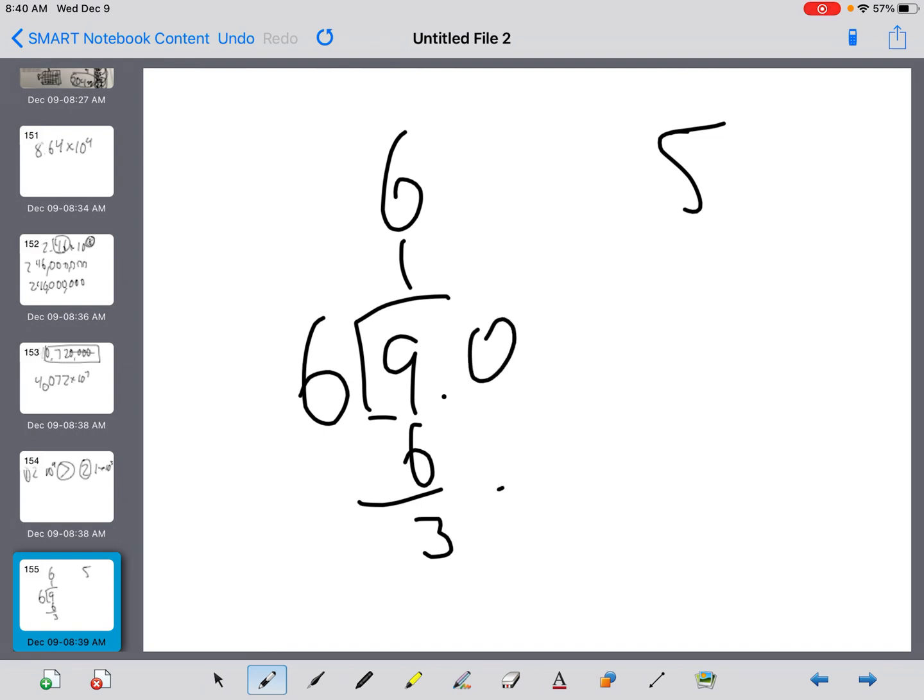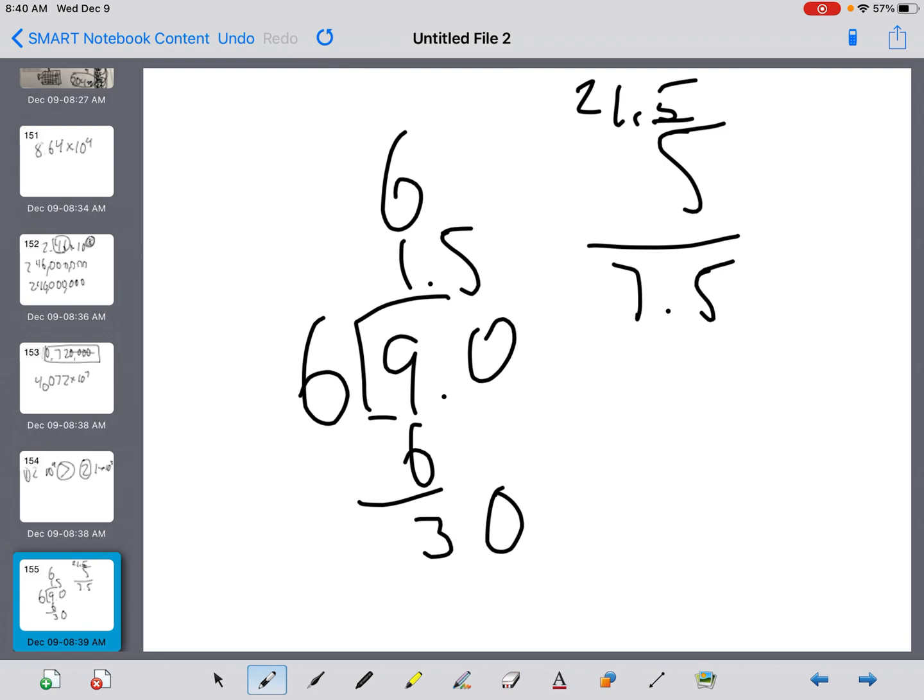I subtract, I get a 6, that's a 3. I'm going to add a decimal, 0, 6 goes into 35. So it's 1.5. Now I take that times my 5-sided pentagon. That's 5, that's 2, 5 plus 2 is 7. 1 decimal place, 1 decimal place. It is 7.5 inches in that pattern.